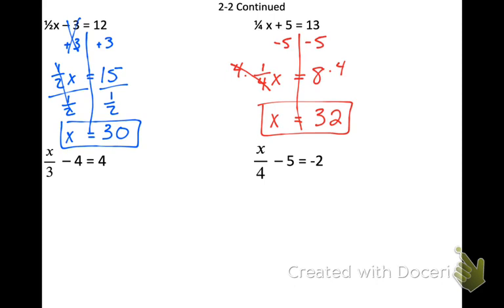The next row of problems down, again, still very, very similar. So I can add the 4 to the other side. Get x divided by 3 is equal to 8. And then again, to get rid of the fraction, I can multiply both sides by what's on the bottom. When I do that, I get x is equal to 24.